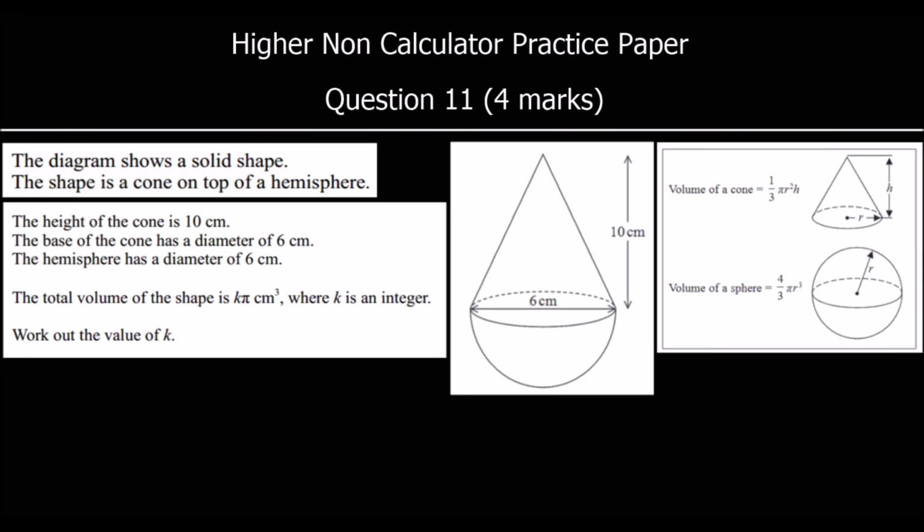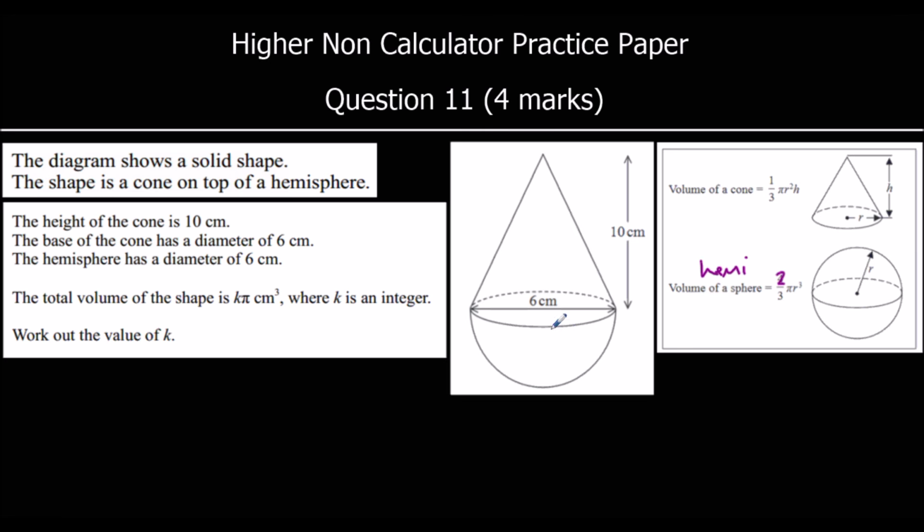Question 11. The diagram shows a solid shape. The shape is a cone on top of a hemisphere. So if we're working out the volume or surface area of cones and hemispheres, we're going to be given the formulas. So here we're given the volume of a cone and the volume of a sphere. So for a hemisphere, we just need to half that formula. So for a hemisphere, it's not 4/3 pi r cubed, it's 2/3 pi r cubed.